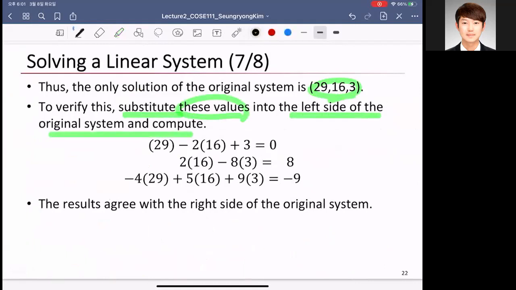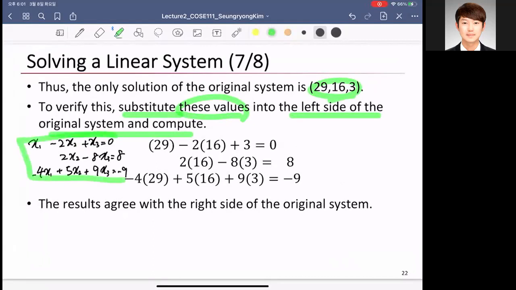So what was the original system? x1 minus 2x2 plus x3 is equal to 0. 2x2 minus 8x3 is equal to 8. Negative 4x1 plus 5x2 plus 9x3 is equal to negative 9. That was the original system. By substituting these values here and computing, it is going to be exactly the same. Try it yourself. It was complicated, but try it. Then you get 0, 8, negative 9, so it satisfies the linear system.